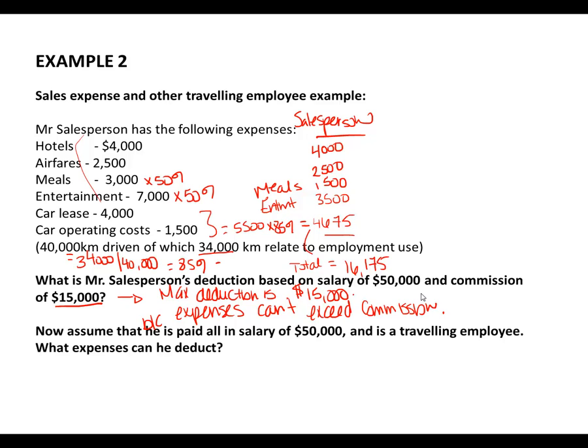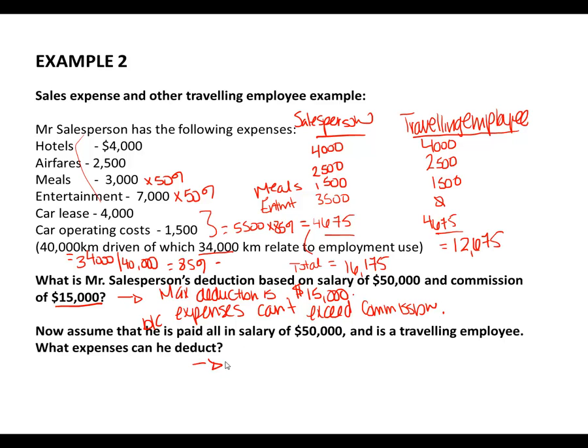Now if we go through this same exercise for a traveling employee, they can deduct $4,000 of hotels, $2,500 of airfare, $1,500 of meals, no entertainment, and the operating costs for the vehicle are going to be the same. So this leaves me with $12,675. So the max deduction here is the $12,675. Right, the biggest rule to keep in mind is no commission, no deduction for entertainment.